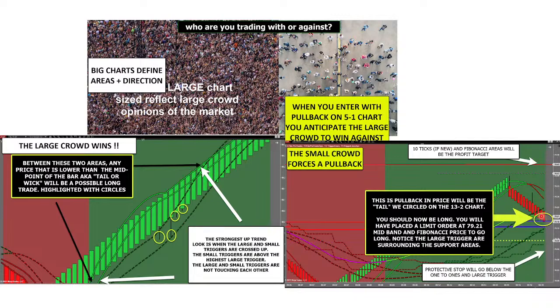And that's what this smaller, faster chart does for you. It embraces the fight. It pinpoints the failure spot, and it puts you into the market where they're most likely to fail. So 3 rules and 2 charts.